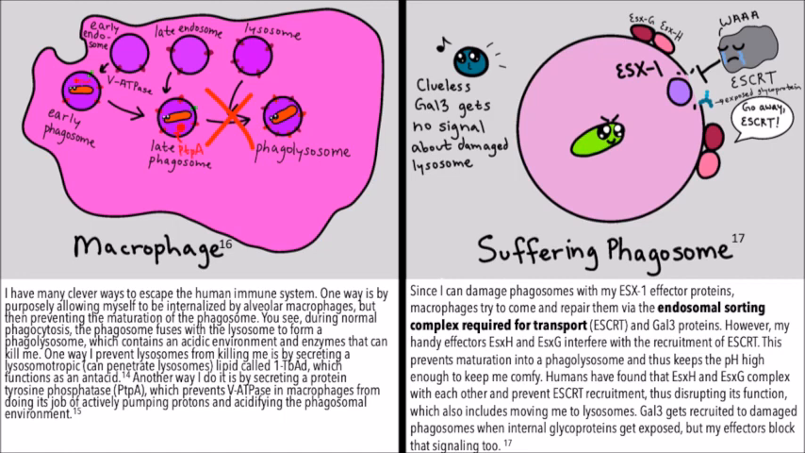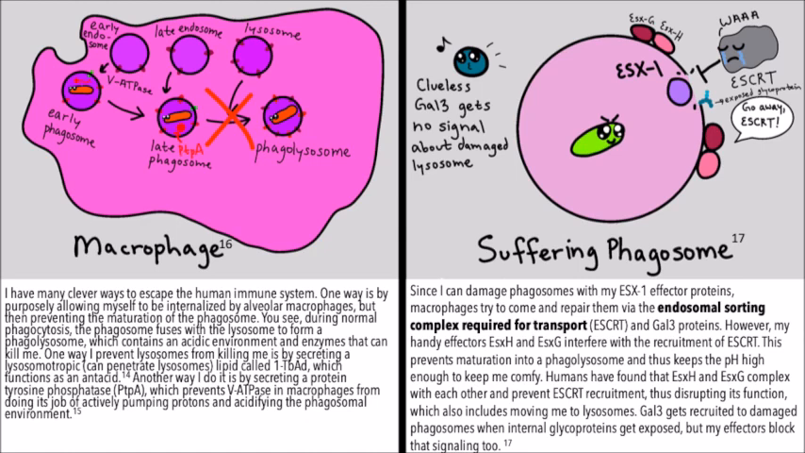One way I prevent lysosomes from killing me is by secreting a lysosomotropic lipid, one that can penetrate lysosomes, called 1-TBAD, which functions as an antacid. Another way I do it is by secreting a protein tyrosine phosphatase, PtpA, which prevents V-ATPase in macrophages from doing its job of actively pumping protons and acidifying the phagosomal environment.